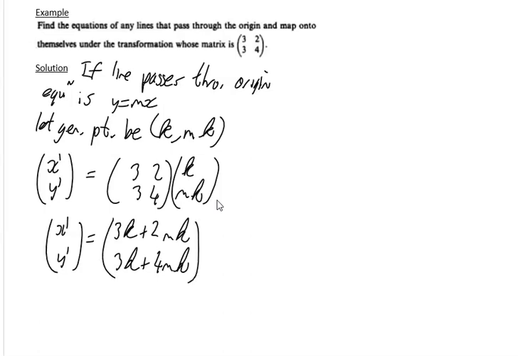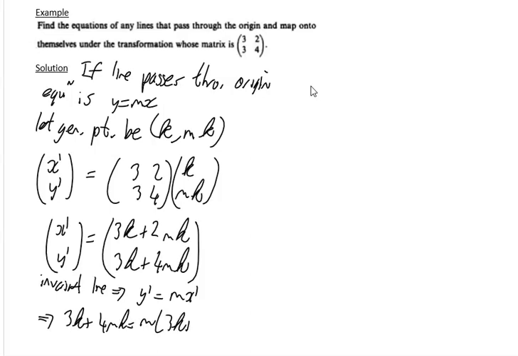What were we talking about here? We're talking about invariant lines. Find the equation of any line that passes through the origin and maps onto itself. So this is an invariant line, therefore y dash is equal to m x dash, and that's going to allow us to find a rule. So that implies that 3k plus 4mk is equal to m times 3k plus 2mk.